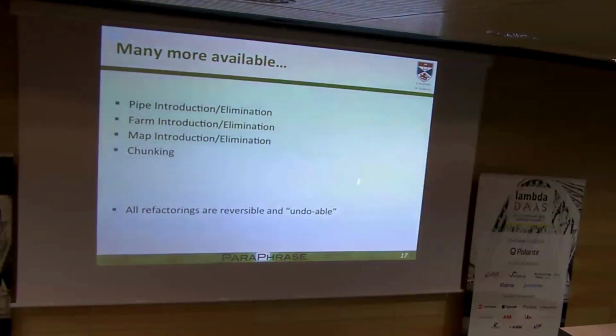So we have a number of these refactorings implemented. So we've got things like we can introduce and eliminate pipelines, farms, all sorts of things. We can do some chunking. So this is an optimization refactoring that allows you to group together tasks to make the parallelism more coarse-grained. So this is good if your computations are very small, so you want to make them as large as possible to get the most performance. This is like a tuning refactoring. And they're all reversible. So if you introduce something, you can always go back. So you don't need to worry about making a mistake.